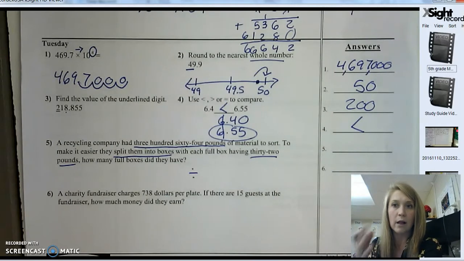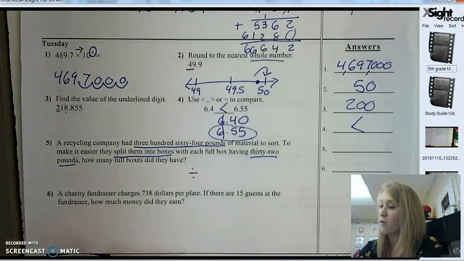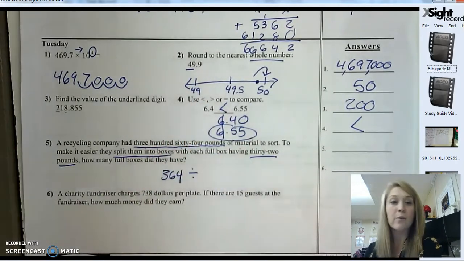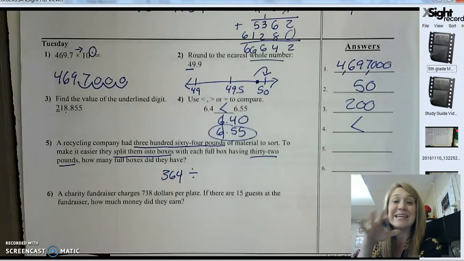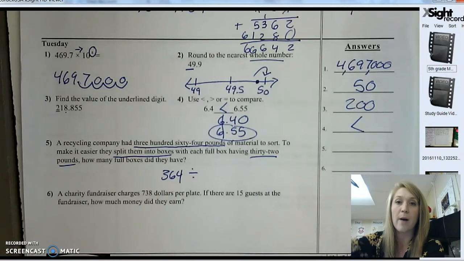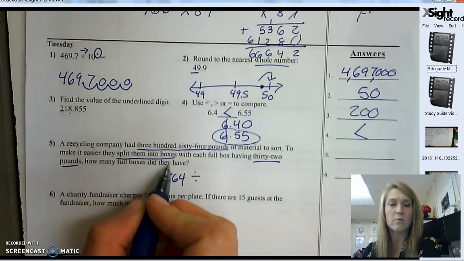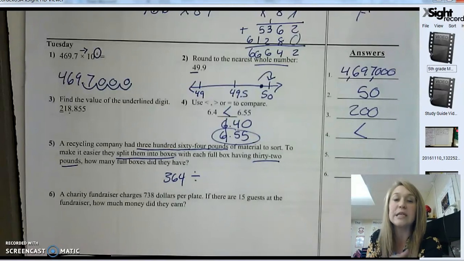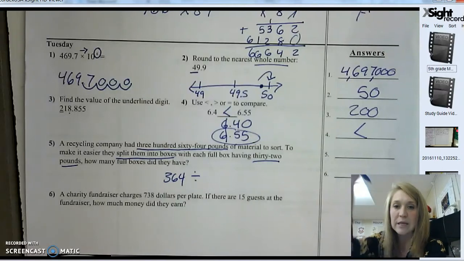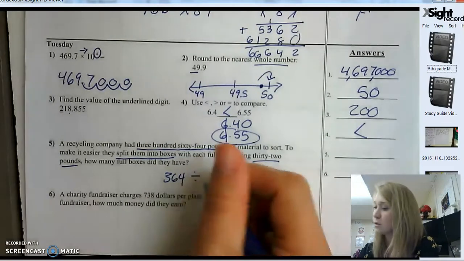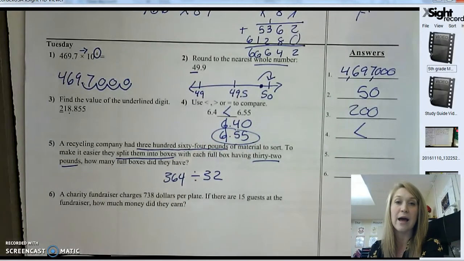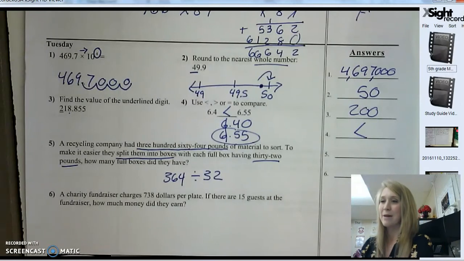Let's think about it. Well, I just said it. I'm dividing the material. How much material do I have? I have 364 pounds. All right, and what am I dividing those into? I'm dividing it into the different boxes. Well, do I know how many boxes? No, that's the question. How many full boxes? Well, then what do I know? I know how much goes in each box, so I'm going to split it into groups of 32 pounds. So I'm going to do 364 divided by 32. I've looked at it like a human, now I can look at it like a mathematician.